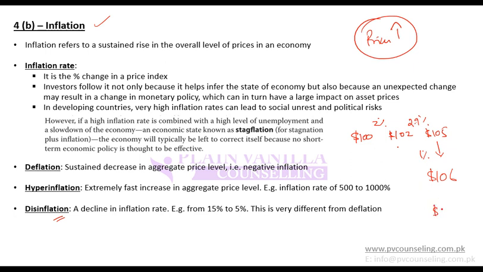Then let's say price decreases to 104. So it is approximately 2% decrease. This is known as deflation. So remember the difference. Deflation is negative inflation, in which price itself is decreasing. Disinflation is the scenario in which price is still increasing, but the rate at which price is increasing has dropped.